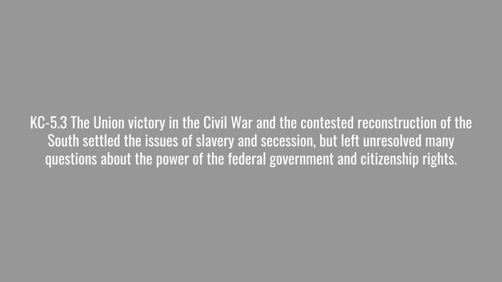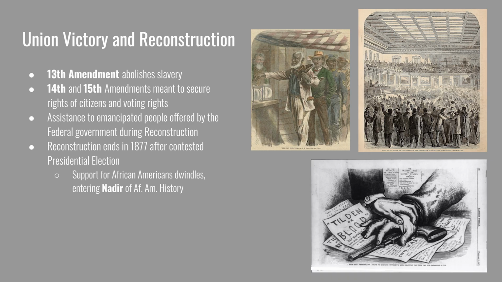The Union victory in the Civil War and the contested Reconstruction of the South settled the issue of slavery and secession, but left unresolved many questions about the power of the federal government and citizenship rights. The main accomplishment of Reconstruction were the Reconstruction Amendments. Those are the 13th, 14th, and 15th Amendments. The 13th Amendment abolished slavery, the 14th Amendment guaranteed the protection of citizenship, and the 15th Amendment grants the right to vote to citizens of the United States.